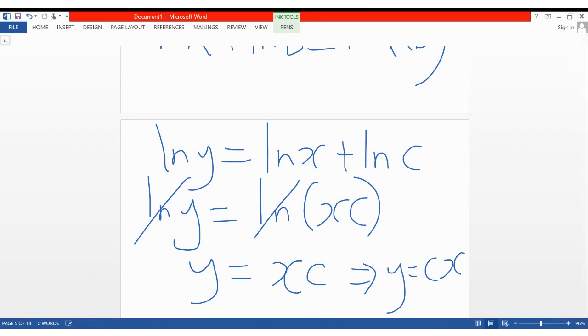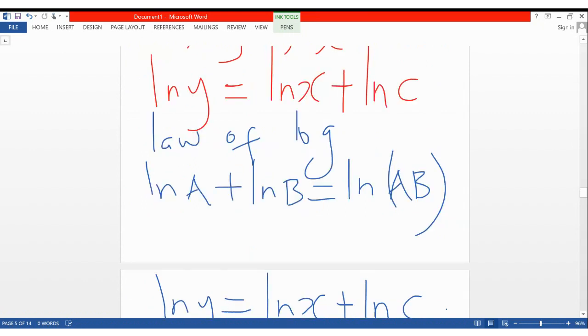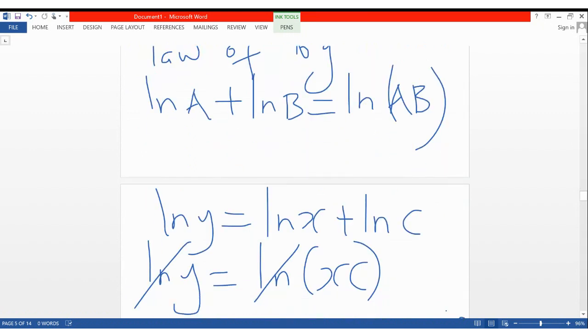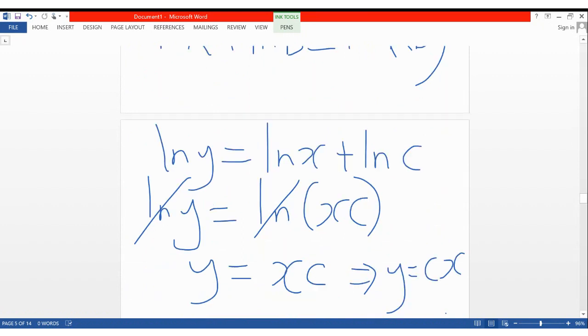So when you have ln, just call your constant ln c, then you use the law of logarithms. When you're adding, you multiply them together, then you can drop the ln. I think this is a better solution than what we had before. So maybe I'll do another one. Bear with me for now.